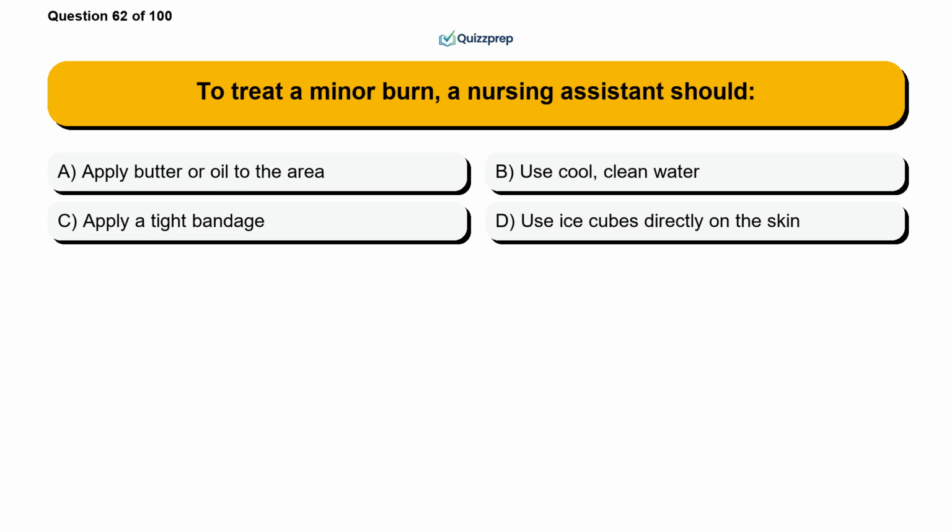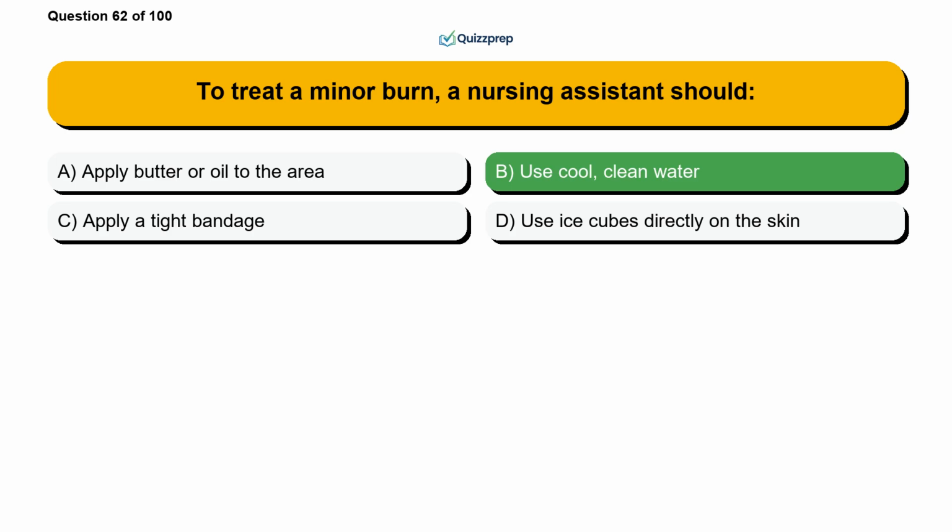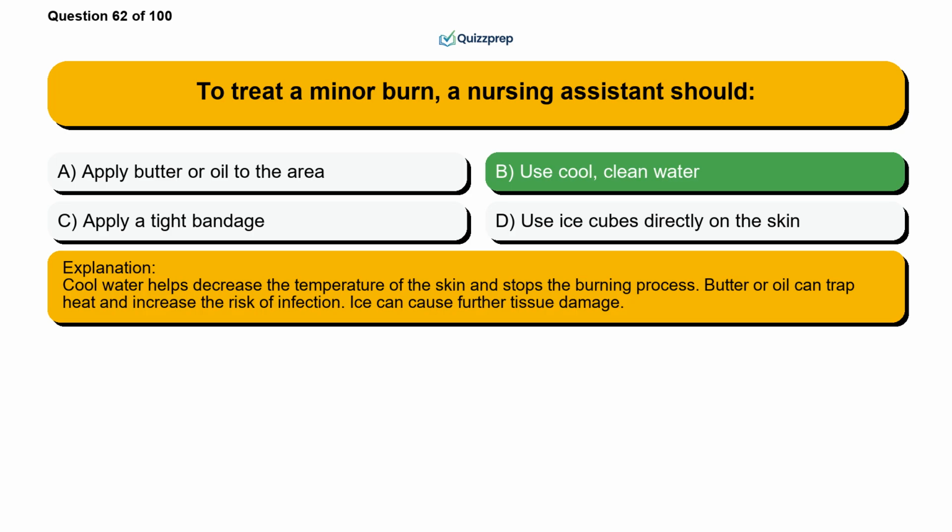Question 62. To treat a minor burn, a nursing assistant should: Option A, apply butter or oil to the area. Option B, use cool, clean water. Option C, apply a tight bandage. Option D, use ice cubes directly on the skin. The correct answer is option B, use cool, clean water. Cool water helps decrease the temperature of the skin and stops the burning process. Butter or oil can trap heat and increase the risk of infection. Ice can cause further tissue damage.